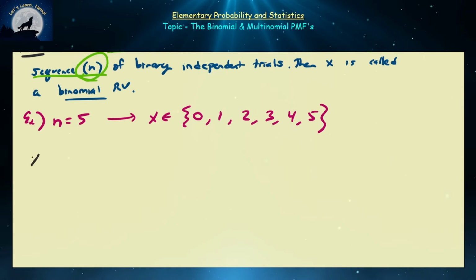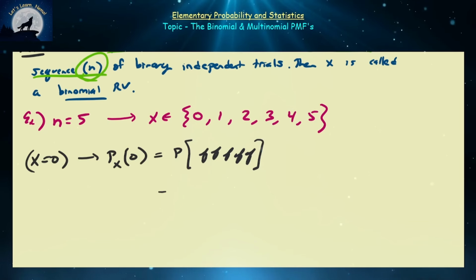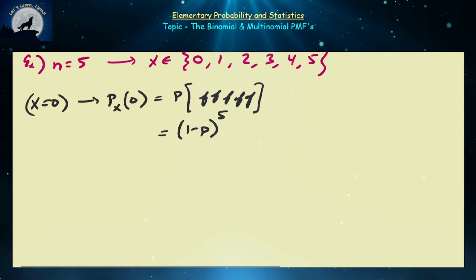So if X is equal to 0, then what is the probability that X is equal to 0, right? Which we'll write as P(X=0). So that's going to be the probability of failure, failure, failure, failure, and failure, which is just going to be equal to (1-p)^5. But that's kind of boring. So what about X is equal to 1?